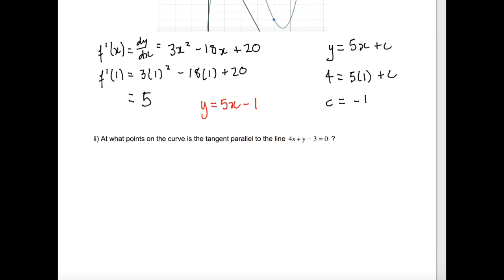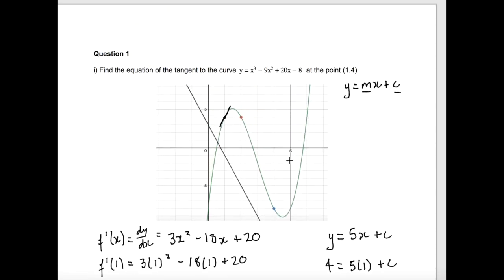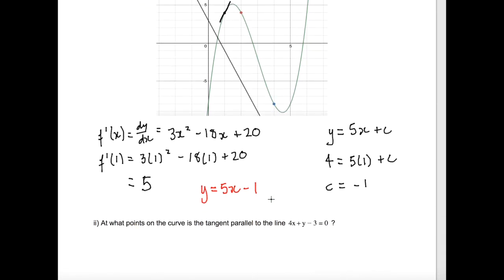The next thing we need to do is think about this question. At what points on the curve is the tangent parallel to the line 4x plus y minus 3 equals 0? Okay, the line that I've drawn, this black line here, is that linear line. So it's not written in our traditional form, so let's see if we can rearrange it so we can see what's going on a little bit.